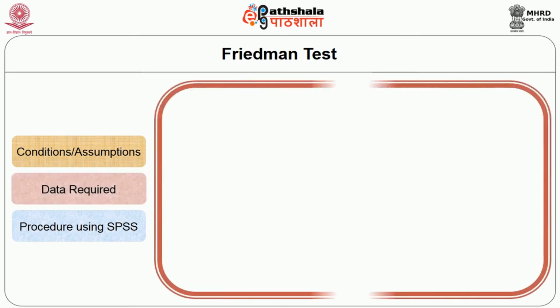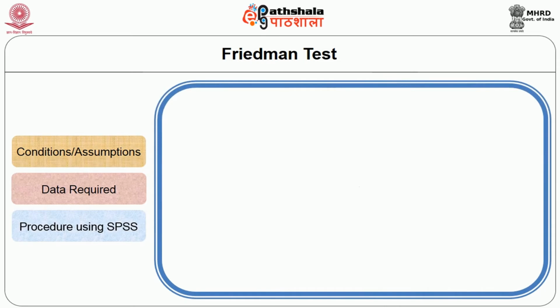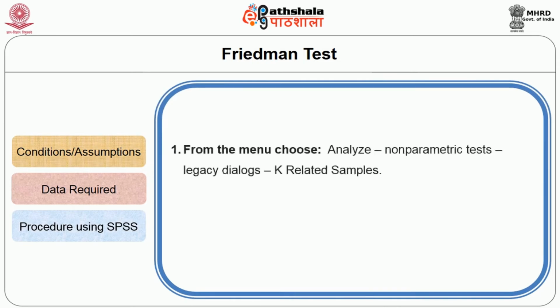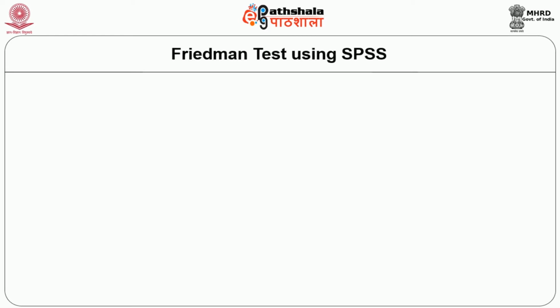Data requirement: the data should be ordinal or continuous. The procedure for this test using SPSS: from the menu choose Analyze, Non-Parametric Test, Legacy Dialogues, K-Related Samples and select the test variables, then select test type as Friedman test and then click OK. Let us practice the Friedman test using SPSS.